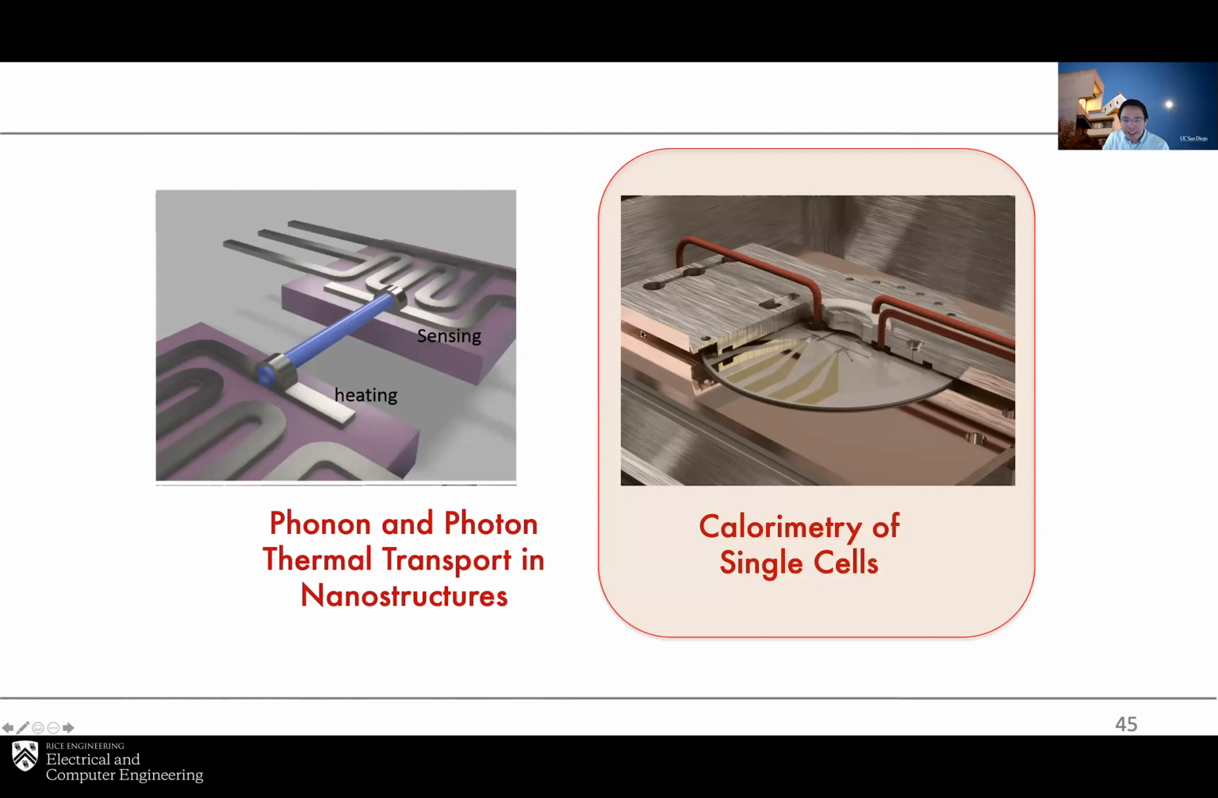I will switch gears a little bit and talk about our recent work on calorimetry of single cells, which is for a different type of application, mostly for biology. We have not really dived a lot into biology, but I'm really excited about this work because it could really enable us to do more measurements along this domain in biology.